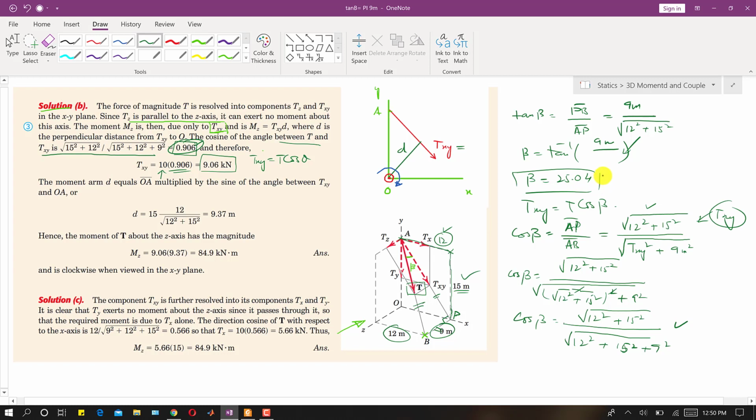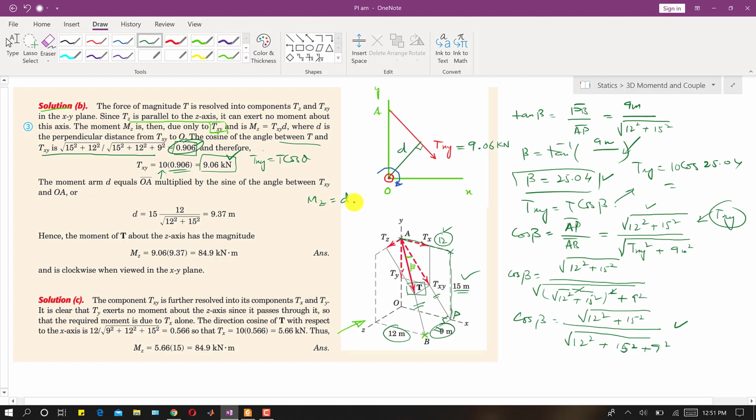Since we know beta as well, we can find Txy as well. So again, if I use this beta, then Txy will be equal to 10 cos of 25.04. So we will get that same answer, 9.06 kilonewton. You people can try it yourself, right? So now we know the magnitude of Txy, it is 9.06 kilonewton. Now what we will do is find this perpendicular distance between Txy and O, and once we know this distance, this D perpendicular distance, we can find the moment about Z using this formula.